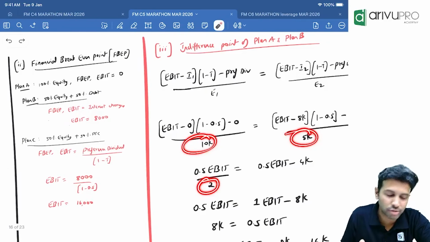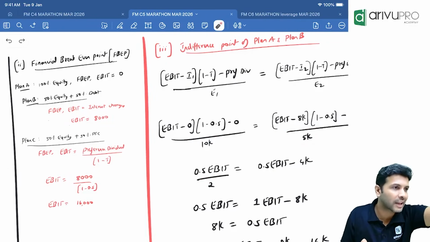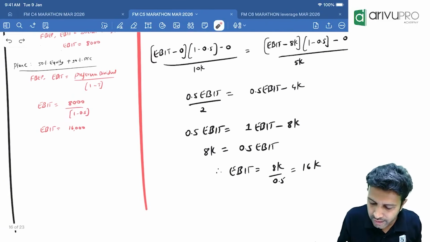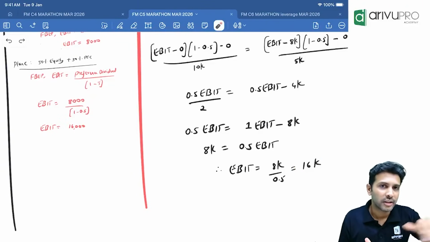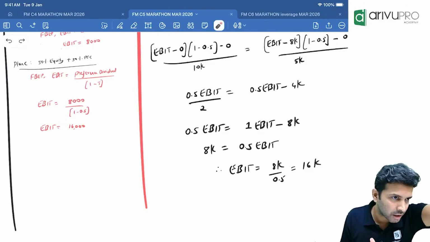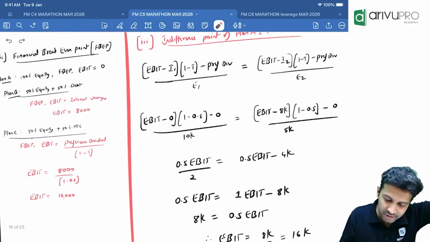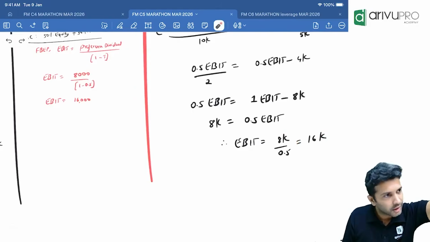10,000 divided by 5,000, how much? Directly 2. Now it's easy. Smaller numbers make the calculations faster. Anyway, how to calculate is your call. So when you calculate, how much did you get? 16. That means the benchmark level for A and B is 16,000. Got it? Everybody good?